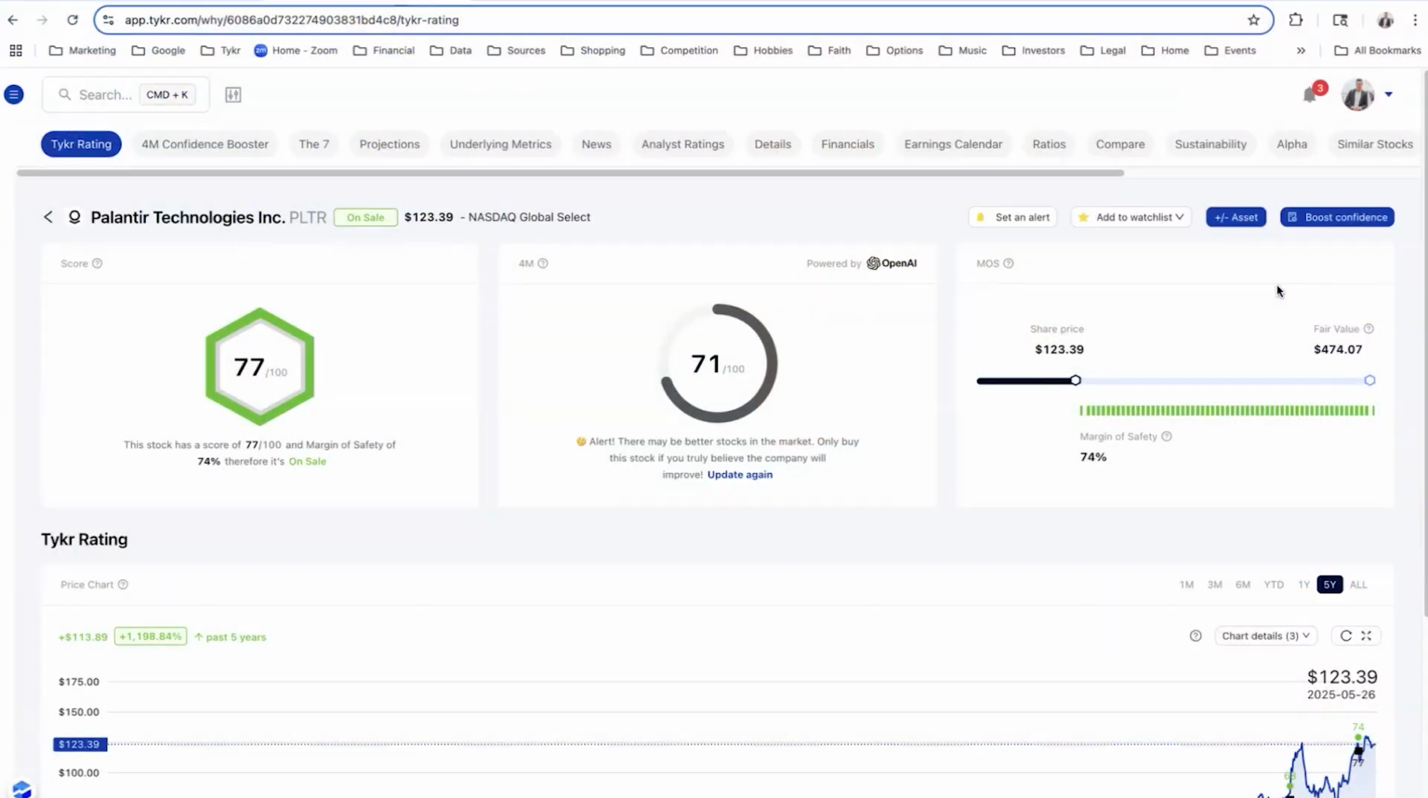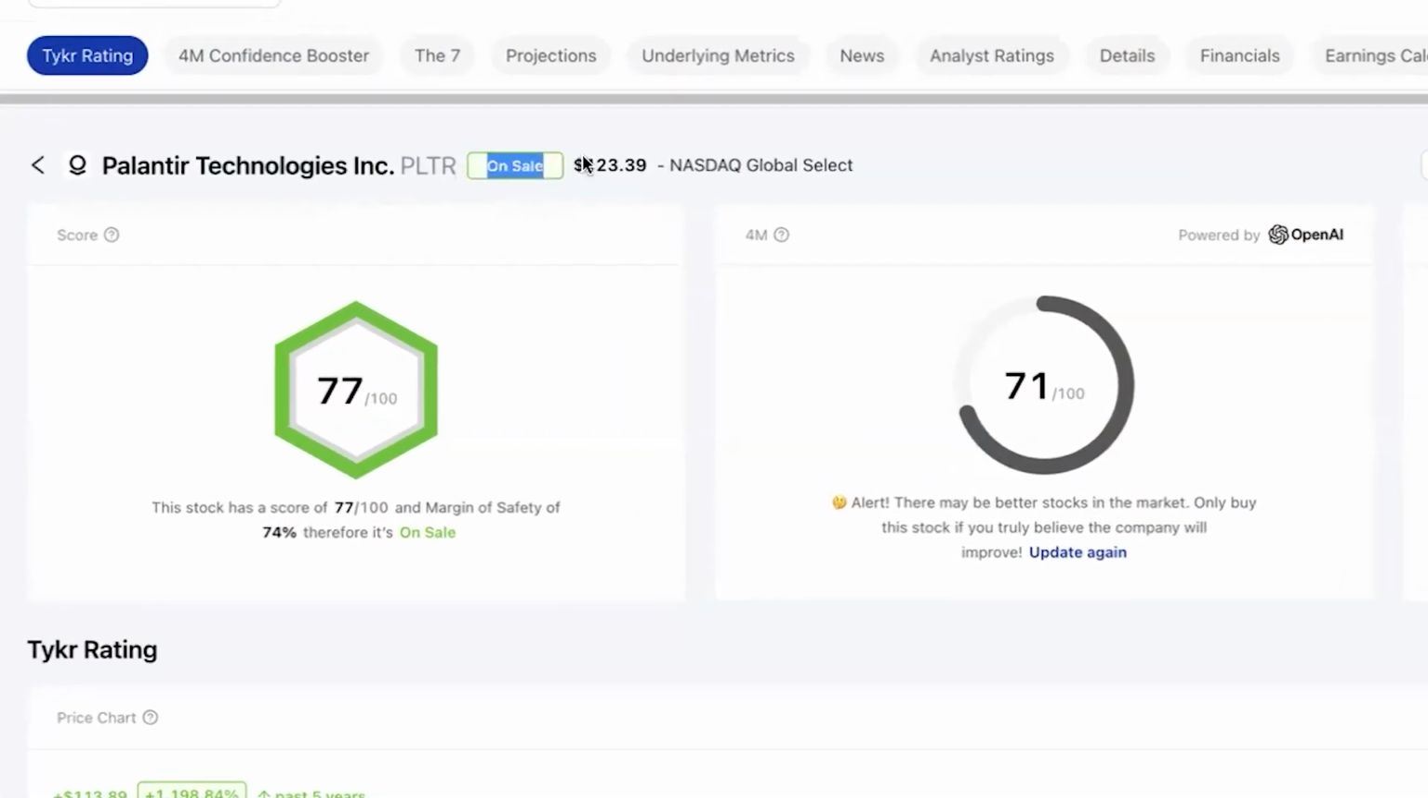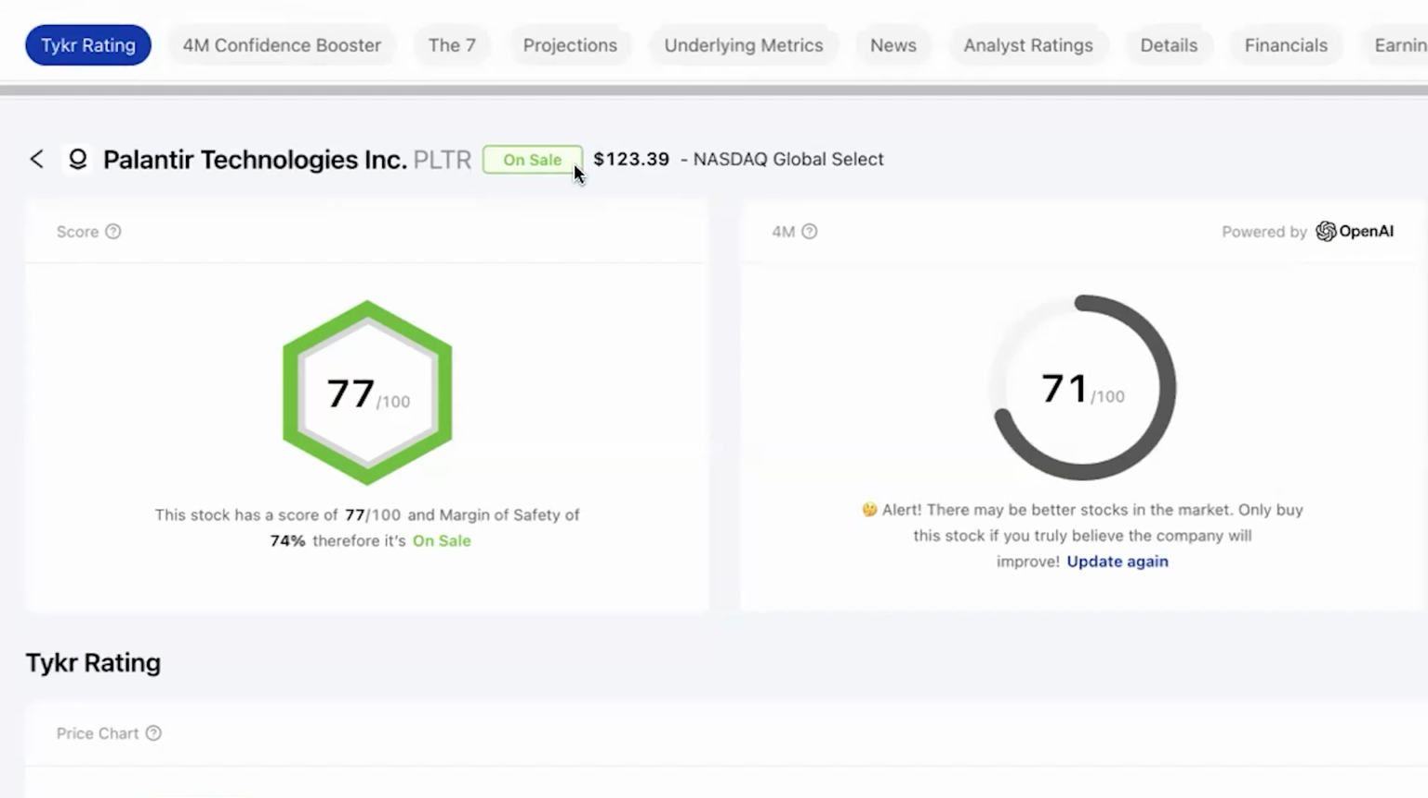You never really want to look at share price, always focus on fair value. I can't emphasize that enough. I see too many people buying and selling stocks based on share price. You want to pay attention to fair value. And of course, if you haven't used Tykr, there's a lot of things to look at. We simplify it, roll it up to this score here. Stocks in Tykr are really on sale, watch, and overpriced. I won't get into that here.